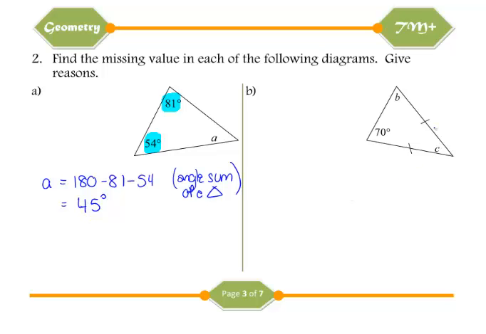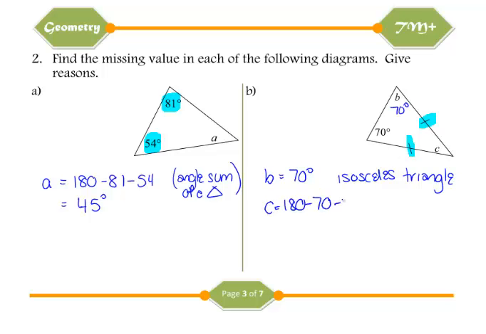Okay, next one, you can see that these two sides are equal, so that means that this B has to be 70 degrees because it's a base angle of an isosceles triangle. Okay, so that means B has to equal 70 degrees because of the isosceles triangle. And then our third angle C has to be 180 minus 70 minus 70, which gives me 40 degrees, and the reason for that is angle sum of a triangle.